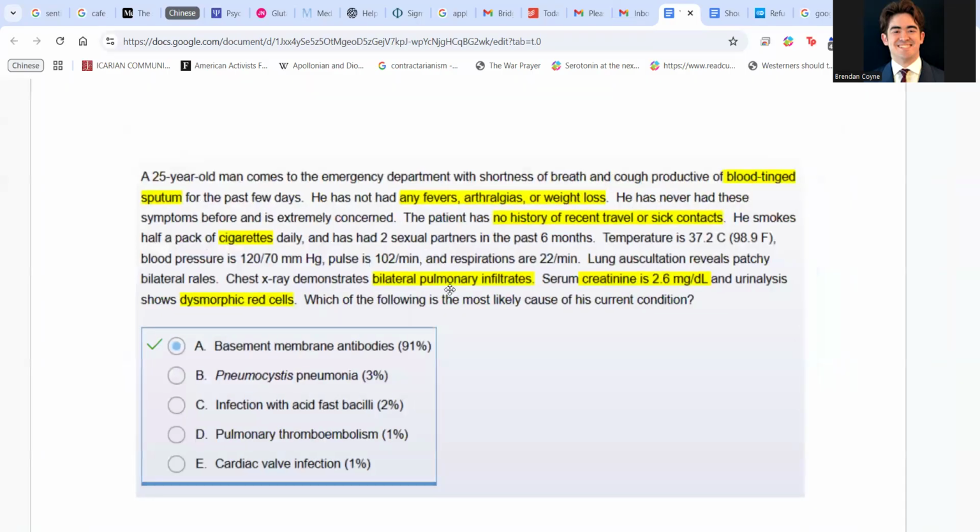So the answer for this is anti-glomerular basement membrane disease, otherwise known as Goodpasture syndrome. Some of the highlights I brought up here: blood-tinged sputum. So hemoptysis plus hematuria should make you think of either Goodpasture syndrome or ANCA-associated vasculitis. Those are the two main things. He hasn't had any fevers, weight loss, arthralgias, no travel or sick contacts, but he smokes cigarettes daily. So cigarette smoker: the carbon monoxide exposure and all the chemicals in cigarettes can cause Goodpasture syndrome.